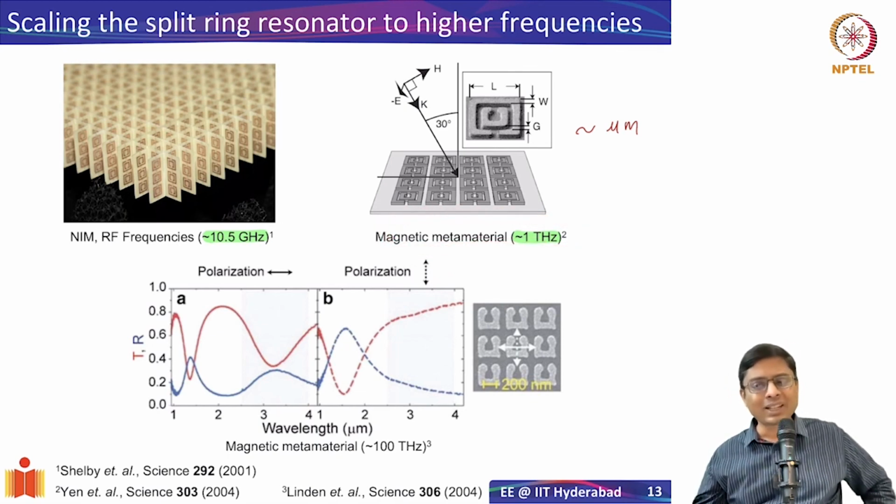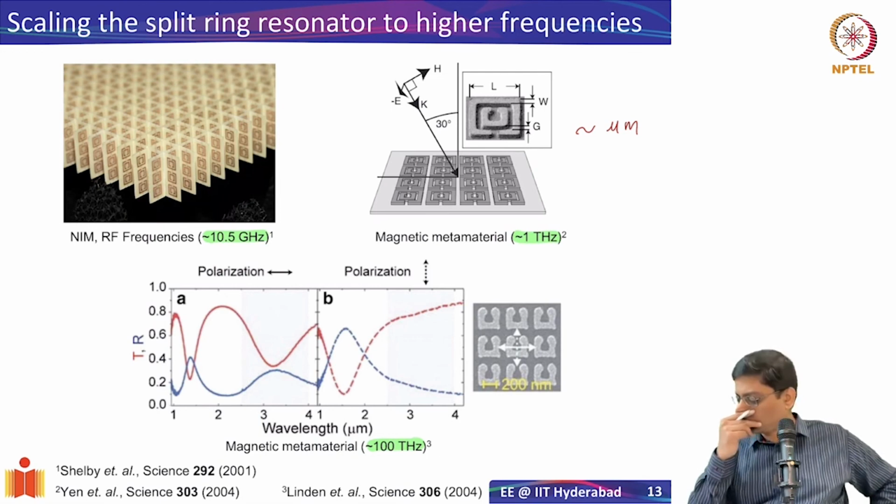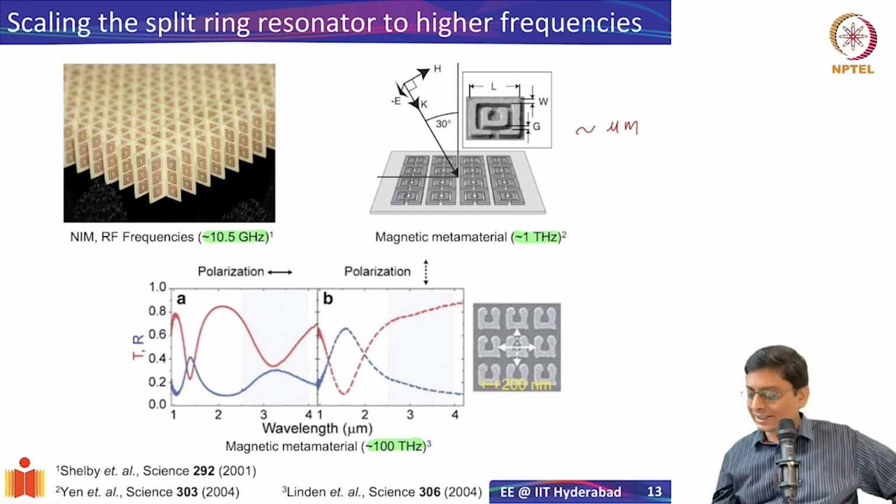And in the same year, another group demonstrated a magnetic metamaterial up to even 100 terahertz. So you see, within the span of a couple of years, there is almost a 1,000-fold or 10,000-fold improvement in the frequency, which is amazing progress. This time the structure is slightly similar. You have the split ring resonators, but now the size is down to 200 nanometers.